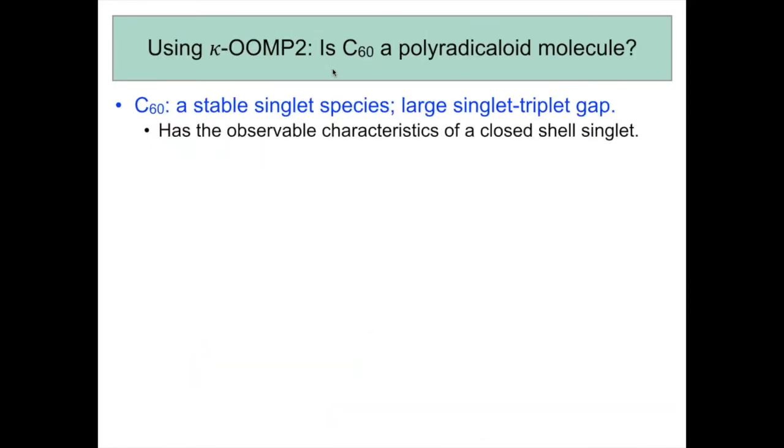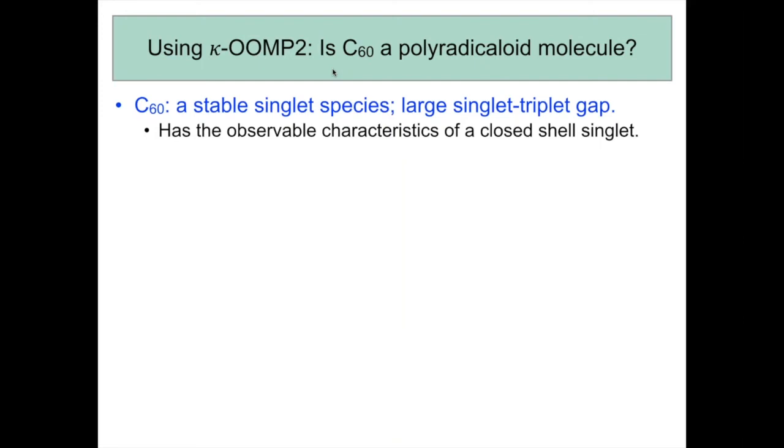And for two purposes. One, because it's chemically interesting, and two, because it shows you that the kappa MP2 method is applicable to not just very small molecules. We'll look at C60, fullerene. To most chemists, fullerene seems to be a pretty stable molecule.